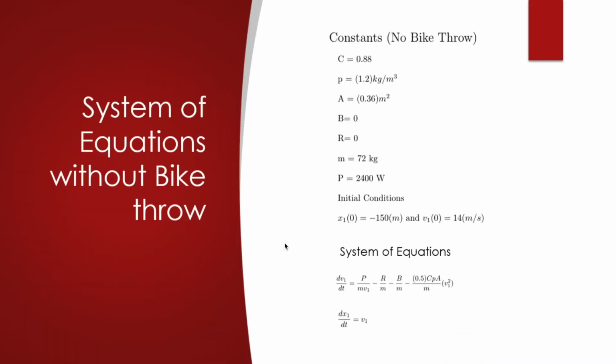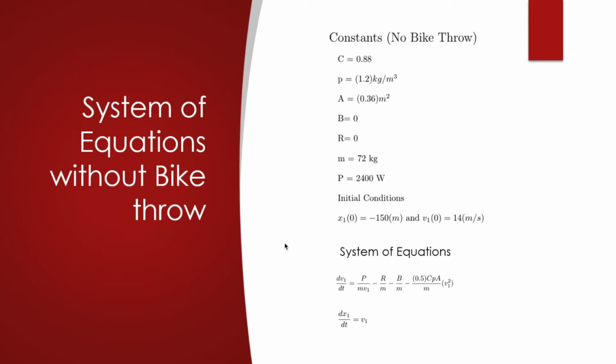So this is our system of equations. As you can see, the constants are C, which is the bicycle's drag coefficient. Then we have rho, which is the density of fluid, which is the atmosphere. Then we have A, the characteristic frontal area of the bicycle.